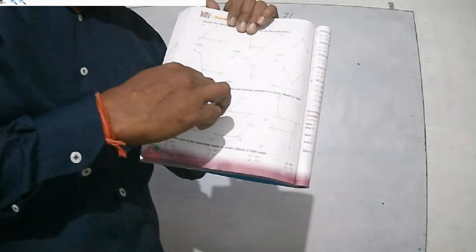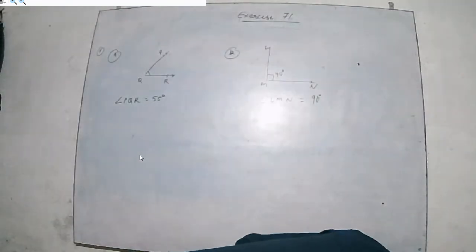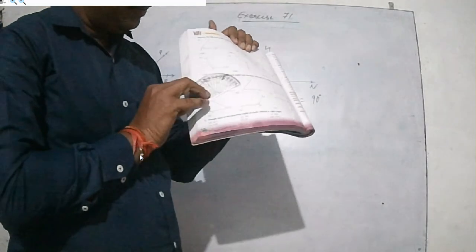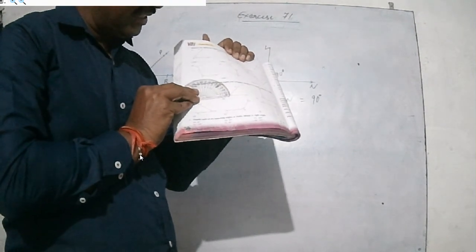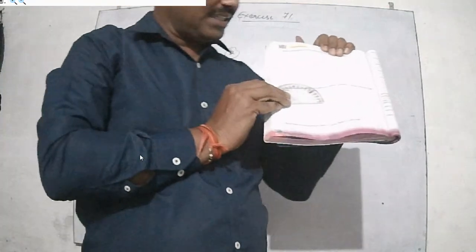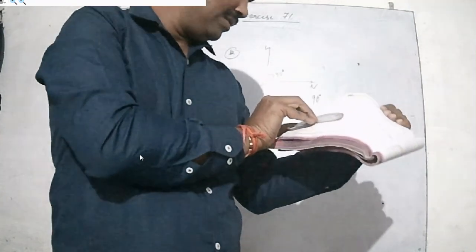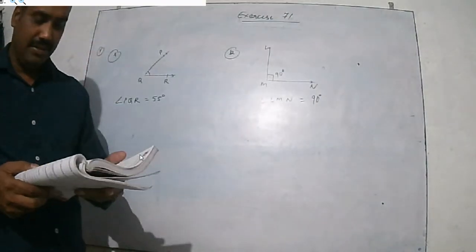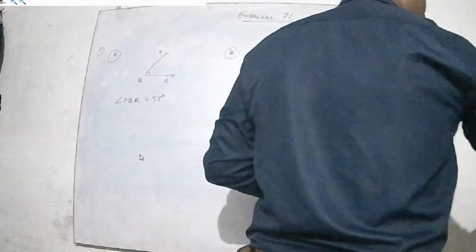Now we come to the next. Measure each of the following angles and mention whether it is acute, obtuse or right. Here you see ABC is given. Again you have to measure it. Like this you can measure it. Now here you see it is greater than the first one. It is greater than 90. It is near about 110. So it is greater than 90. It means it is obtuse. So the first one is obtuse.